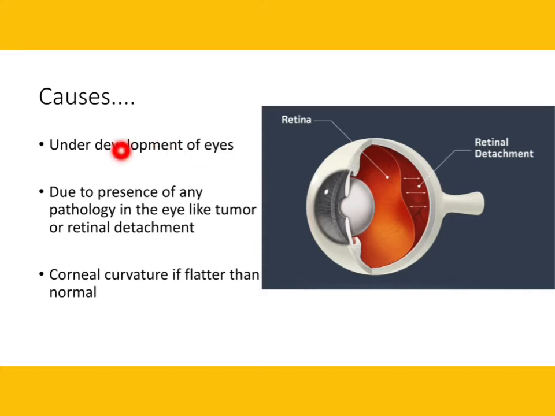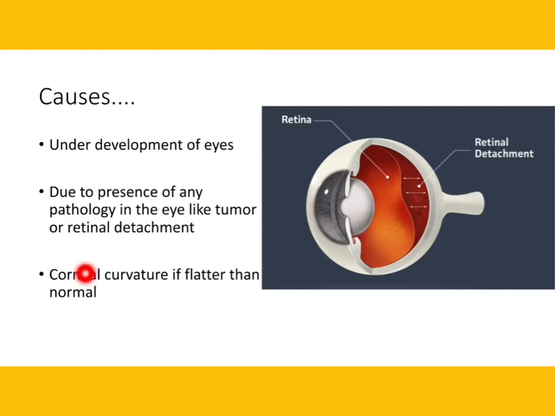Due to the presence of any ocular pathology, suppose in the posterior segment there is an ocular neoplasm, or a retinal detachment, or central serous chorioretinopathy, all these pathologies lead to forward movement of the retina. This forward movement of the retina leads to focusing of the light rays behind the retina, so it is producing hypermetropia.